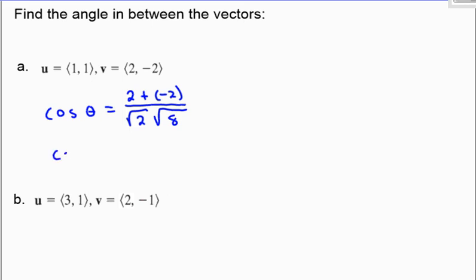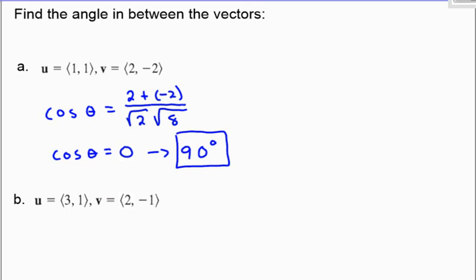But look at this. I'm going to get the cosine of theta equals 0. Well, where does cosine equal 0? First time it equals 0 is at 90 degrees, or pi over 2. So the angle in between these two vectors is 90 degrees, or pi over 2.